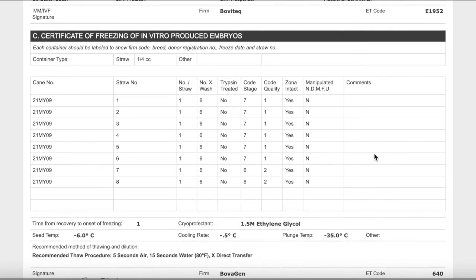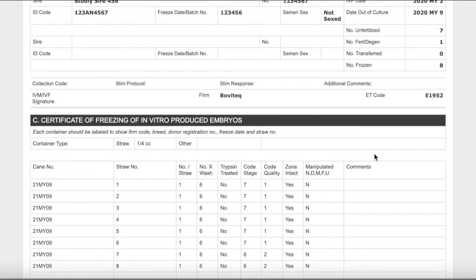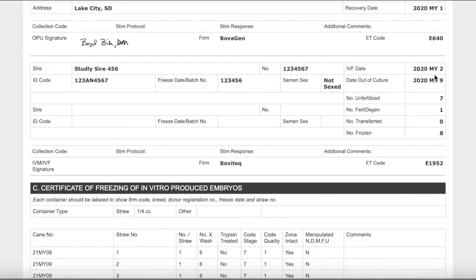Freezing here is very similar. It's exactly the same as your other recovery report, but here, again, the IVF date is when the lab fertilized those eggs that we sent them, the oocytes. And then the date out of culture, when you see that, that's the day that they froze them. So 2020, May 9, that's the day that you would have as a freeze date for these embryo calves when you're registering them.